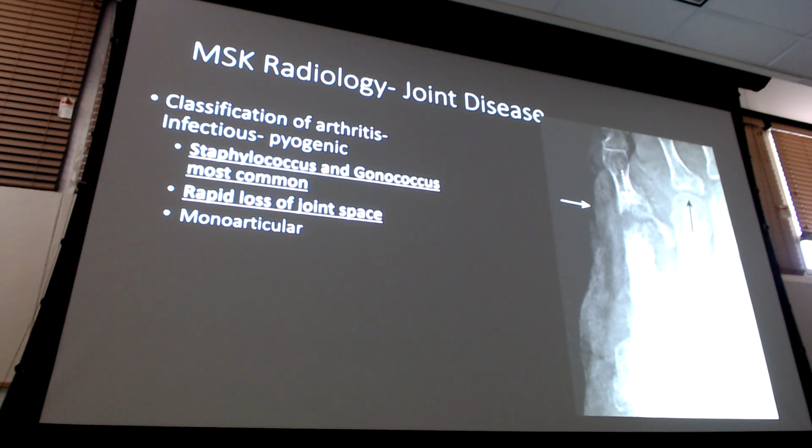Rapid loss of joint space, monoarticular. Biggest thing, right? There's not very many things that we have seen in this course so far that have basically eaten away at the bone in the joint area. It's pretty much this and osteomyelitis.